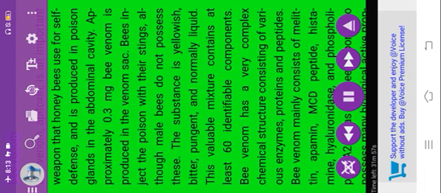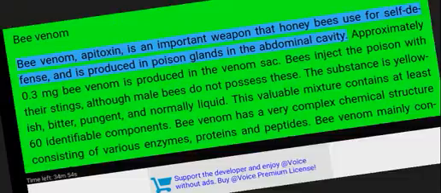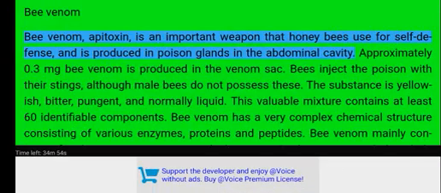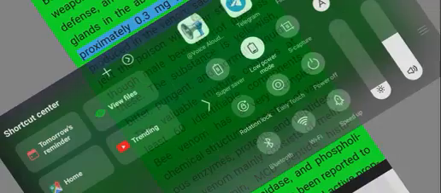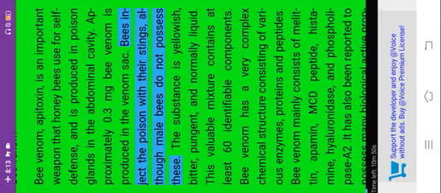Bee venom, apitoxin, is an important weapon that honeybees use for self-defense, and is produced in poison glands in the abdominal cavity. Approximately 0.3 milligrams of bee venom is produced in the venom sac. Bees inject the poison with their stings, although male bees do not possess these. The substance is yellowish, bitter, pungent, and normally liquid.